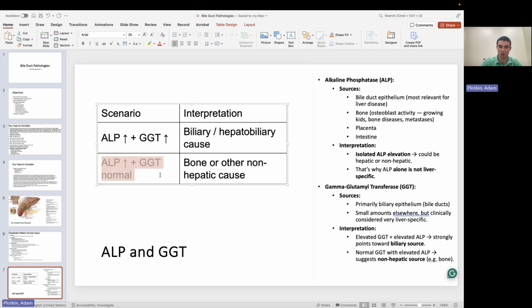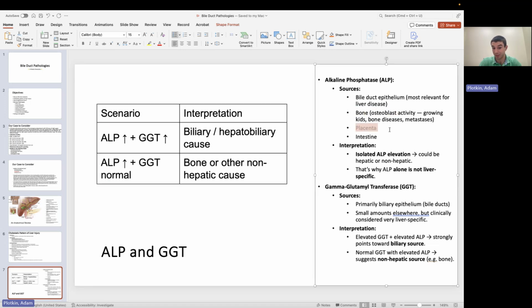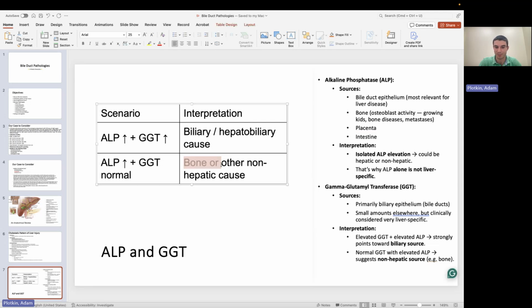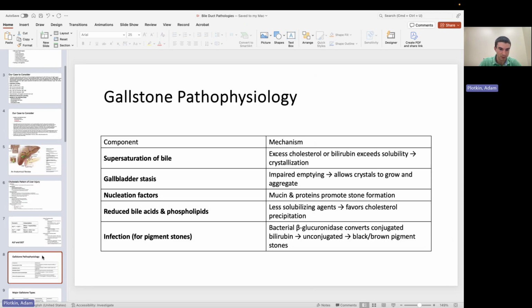If it's ALP and not GGT, then it could be bone or other non-hepatic causes, right? Because if the ALP is elevated but not the GGT, I'm pretty certain this is not a bile duct problem because the GGT would have to be elevated. So then we look elsewhere, right? Where else is ALP made? Well, it's made in the bone. Maybe it's made in the placenta, if it's a pregnant woman. Maybe it's made in the intestine, right? Classically, it's going to be bone for clinically relevant diseases. All right, let's keep it moving.